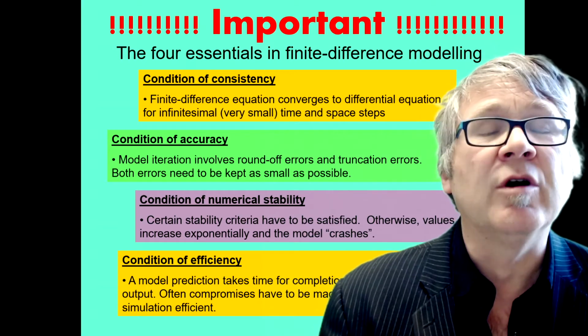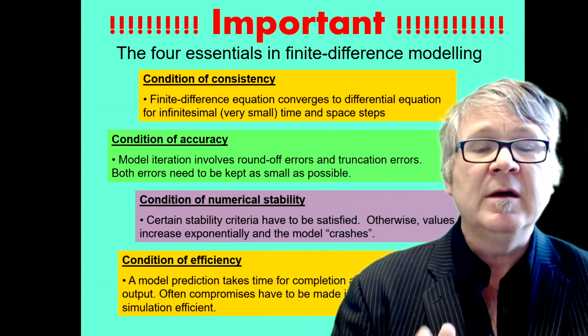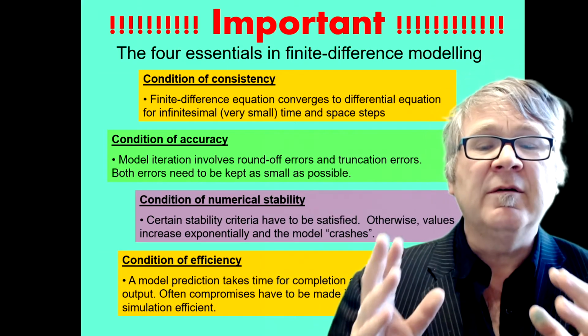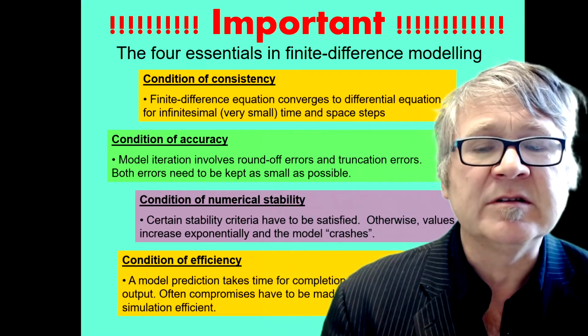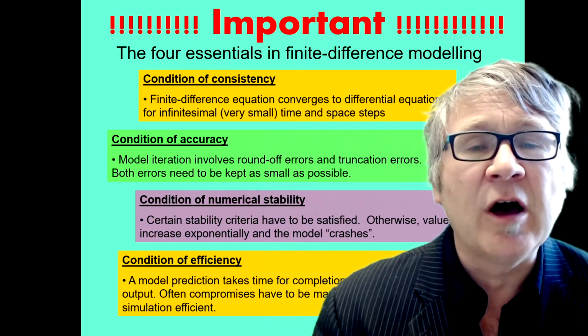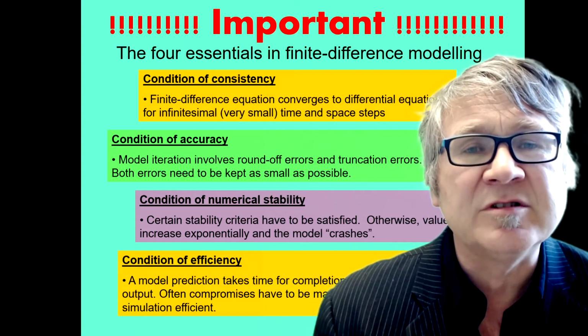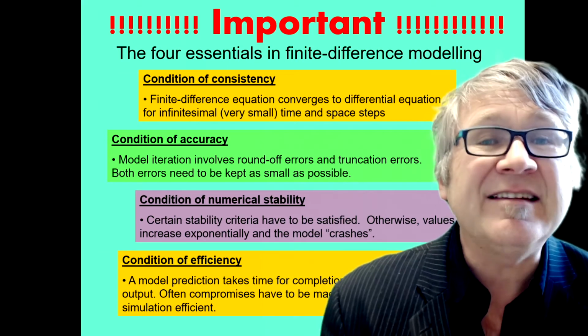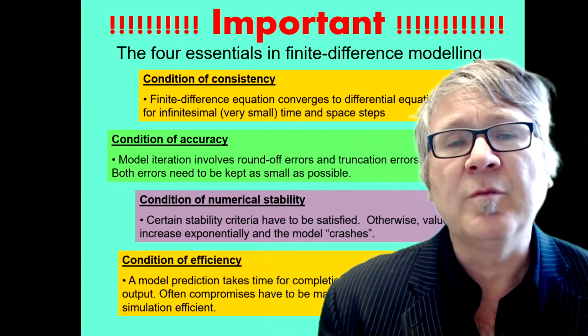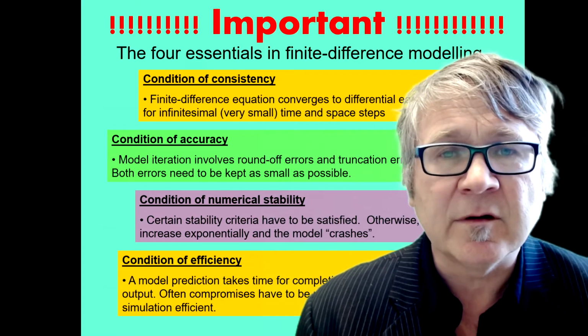The fourth one is very important. It's called the condition of efficiency, and it's to do with the time it takes for the completion of a numerical simulation. That's one aspect. And the second aspect is how much space do you need to save data, output data. And often you have to make a compromise.